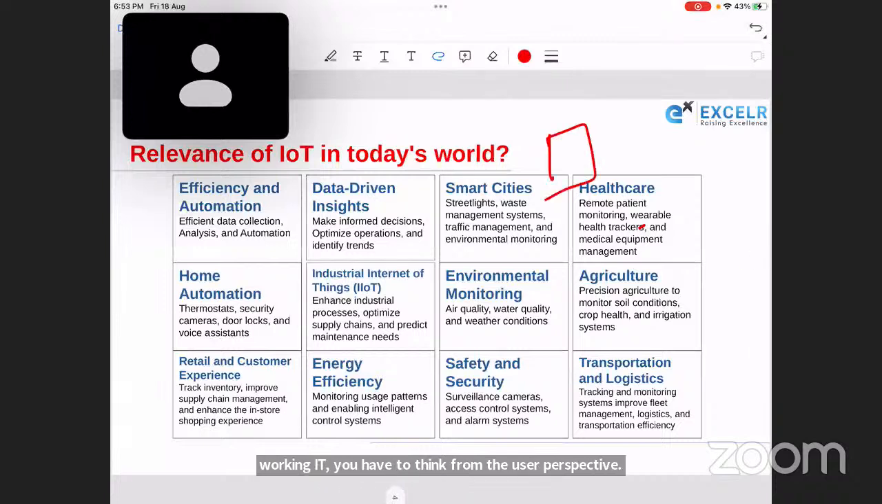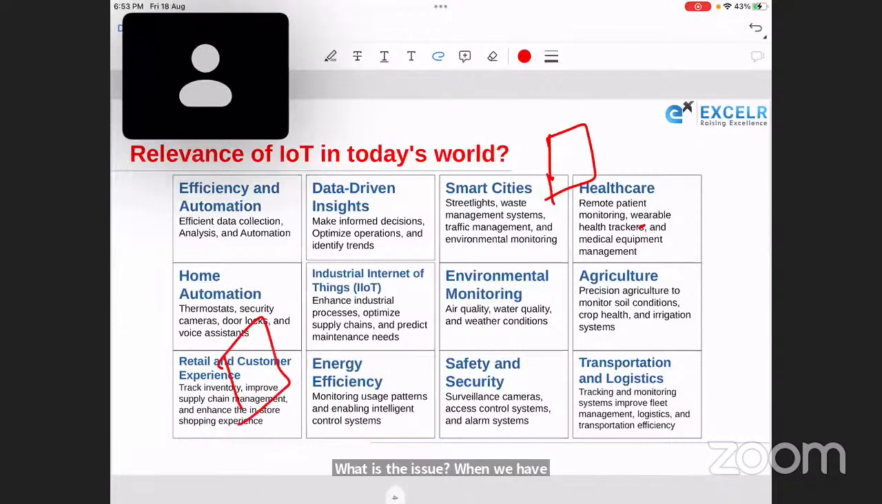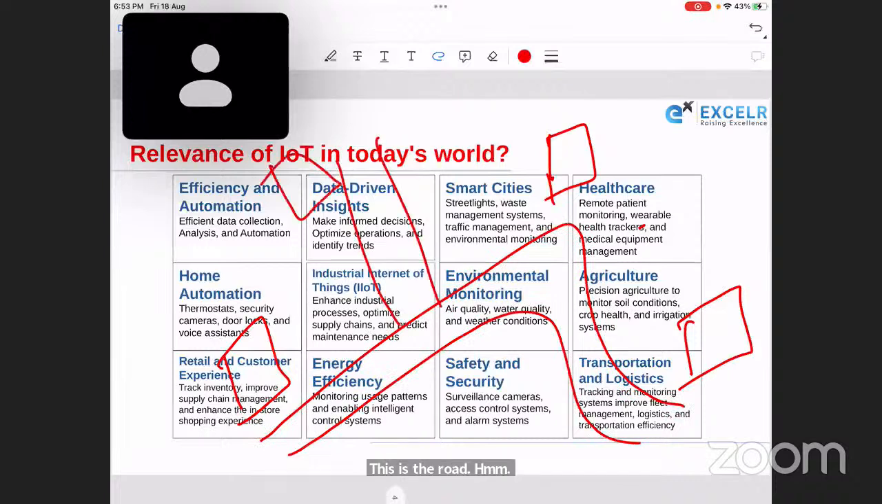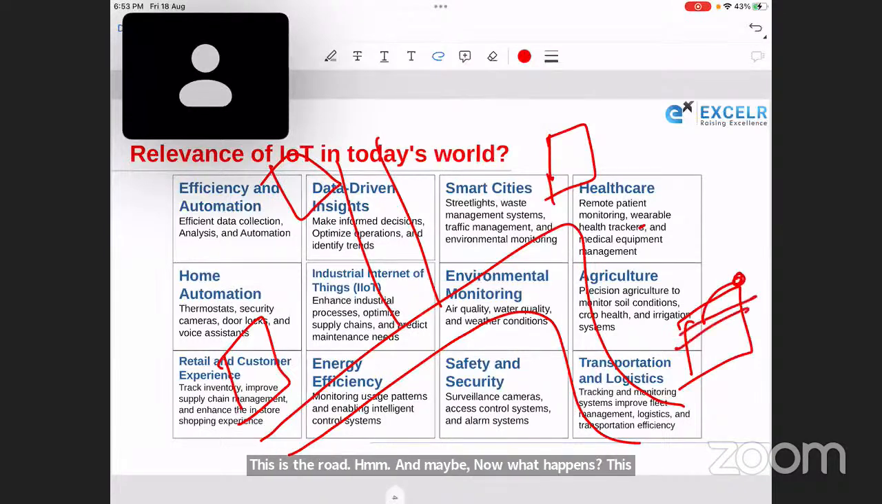When we have a smart garbage, this is one garbage bin, this is another garbage bin, this is another garbage bin. Okay, this is the road. And maybe here also we have one garbage bin. Now what happens? We have a sensor here which senses how much the garbage is filled. Let's say this is full.